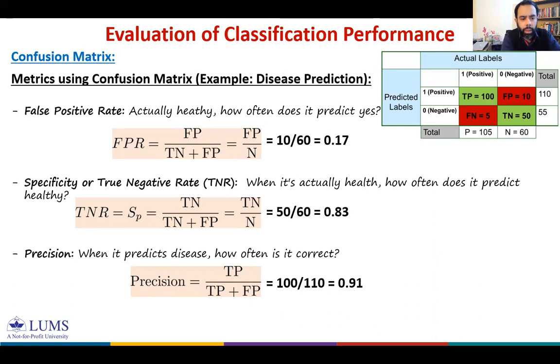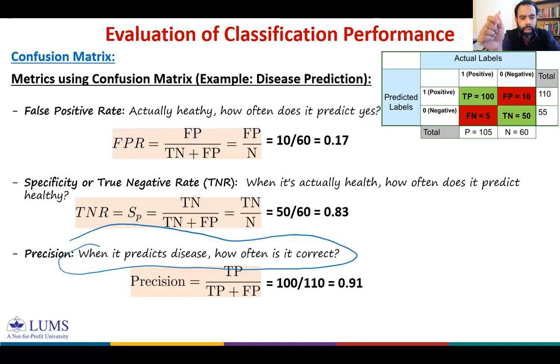But you need to look at the interpretation of precision. Your model predicts a diseased patient. How often is it correct? Because you don't want all the patients to be incorrectly classified as diseased. So precision is important in disease prediction. You want to precisely classify patients as diseased or healthy.